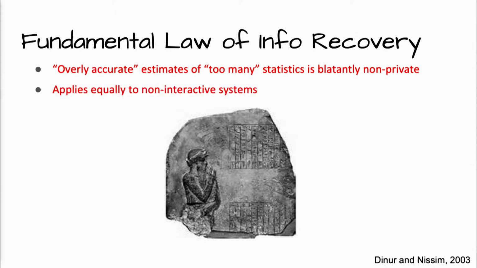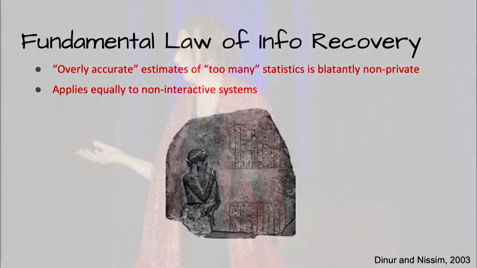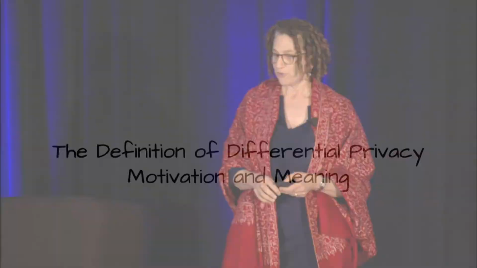And this also applies to non-interactive systems. So for example, if I were to release a synthetic data set that you should be able to play with and figure out the approximate answers to most statistical questions, you would be able to launch the attack of the fundamental law of information recovery against it. So if you de-anonymize some stuff and let it out, then it's subject to this fundamental law. Okay. Now, that was part one, the definition of differential privacy.